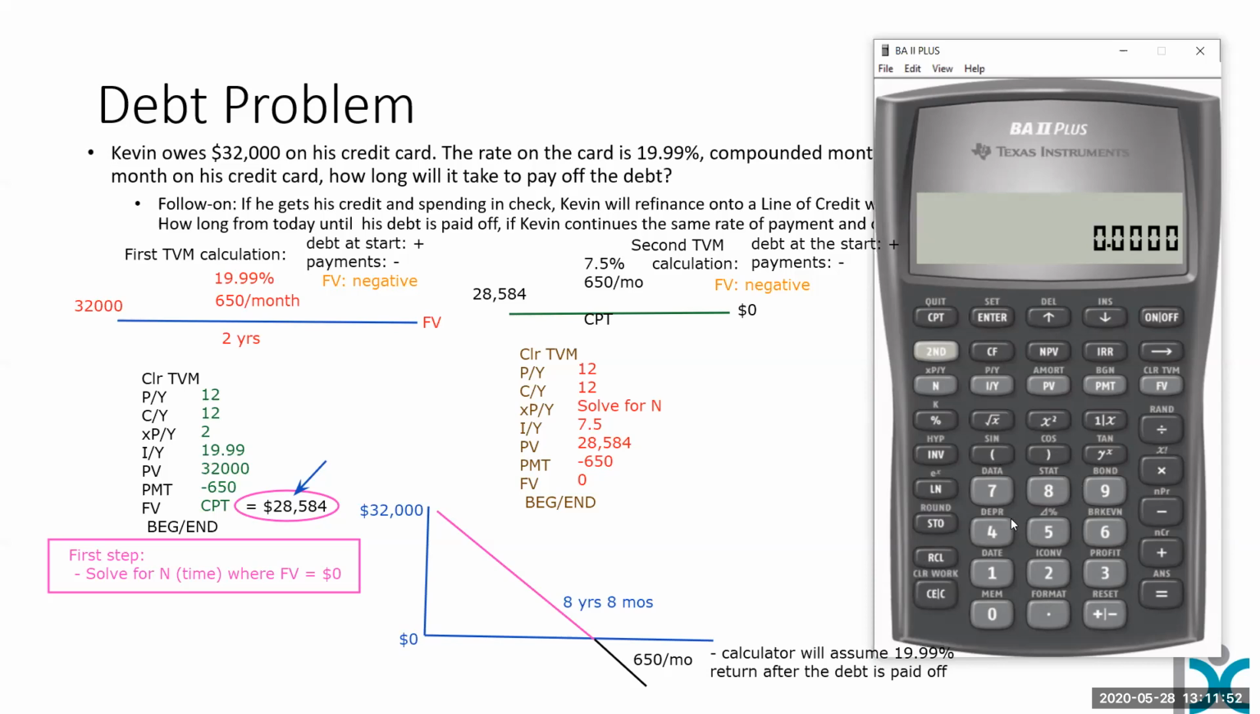And then we're gonna do 7.5 as my IY, and 28,584 as my present value, 650 as my negative payment, 0 in future value, and we'll leave this on end, and then we can compute, and we get 51.58 months.